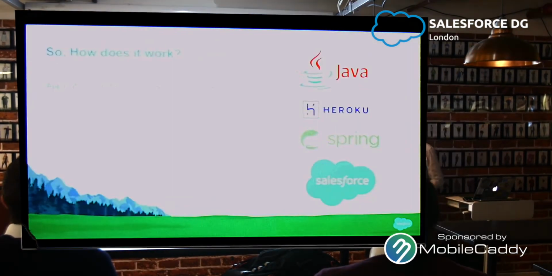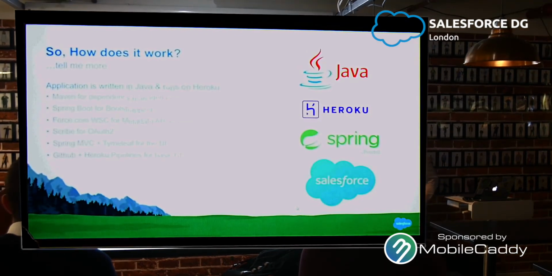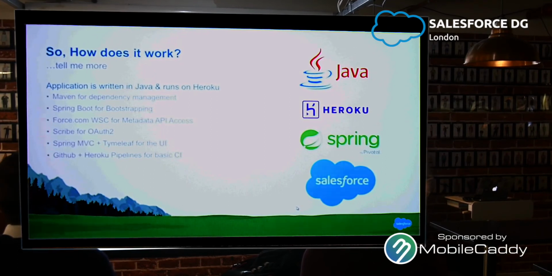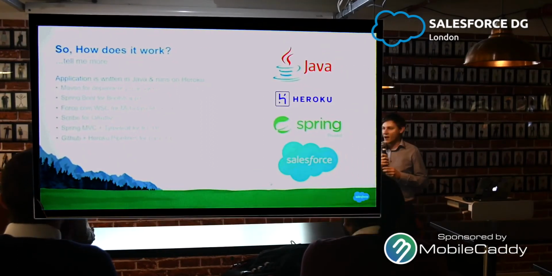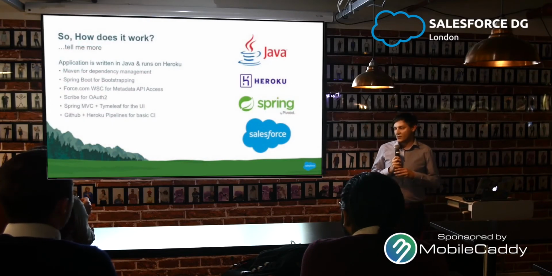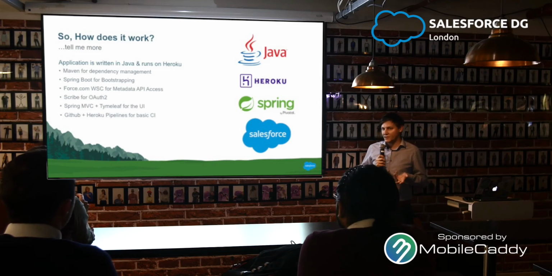So, how did I build it? I mentioned that it was written in Java. I'm using fairly standard things here: Maven for dependency management, and Spring Boot for the bootstrapping. The Force.com WSC, which is a really useful thing if you plan to develop apps in Java that use Salesforce APIs. It wraps the Metadata API, the regular SOAP API for accessing data, things like that. Makes it very easy to use.